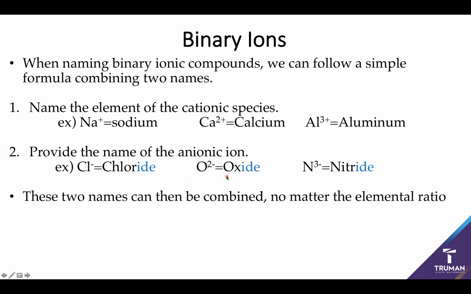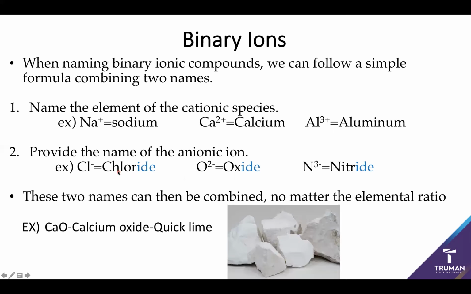Then these two names can be combined, and here's the beautiful part for all of these species. You don't need to include any information about the elemental ratio. The reason why is, as long as you know what charge the ions form, you should be able to back calculate the ratio of the two species. So for example, we have things like calcium oxide. This is more commonly known as quicklime, and it's very useful in making concrete.